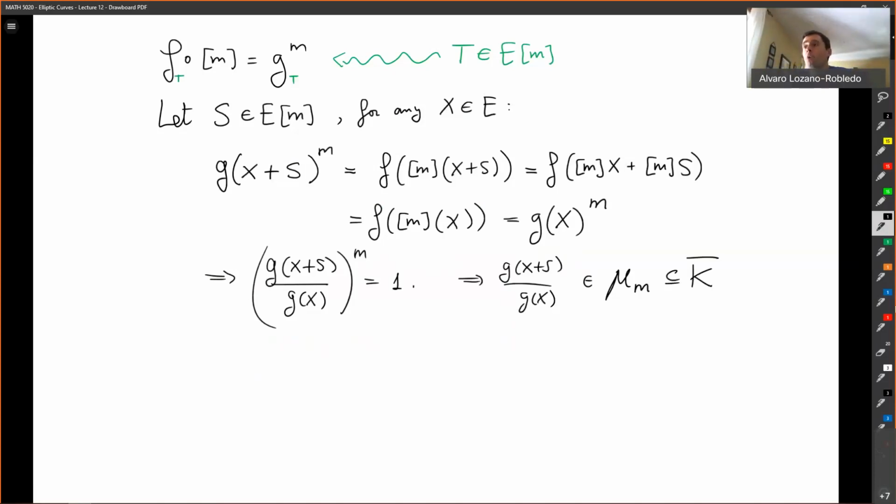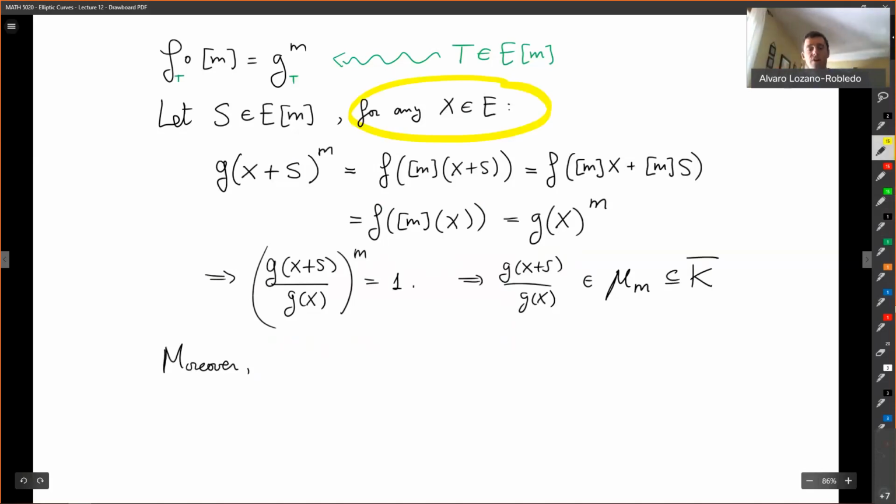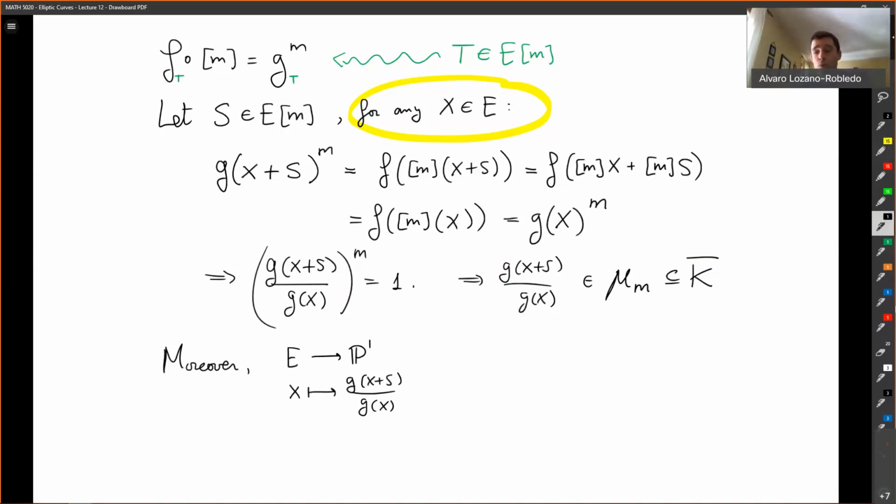Moreover, what happens with the map? I chose an x on E, so who knows? Every time I choose a different x, I might get a different root of unity. I'm going to prove that actually this is constant, so I'm always getting the same root of unity. So moreover, the map from E to P1 defined by x sends, let's say in affine, to g of x plus s over g of x. This is a priori some rational map, but E is smooth. And remember that a rational map from a smooth curve, at every smooth point has to be a morphism at that point, or regular at that point. So this is a morphism.